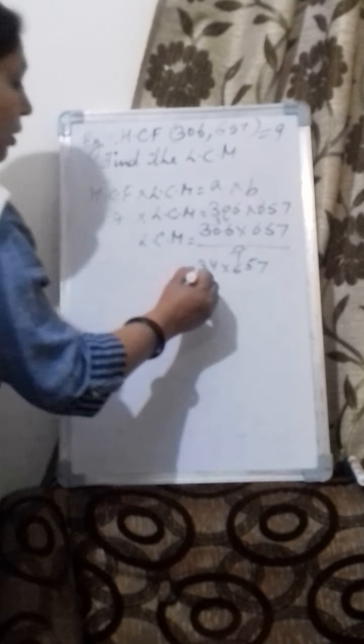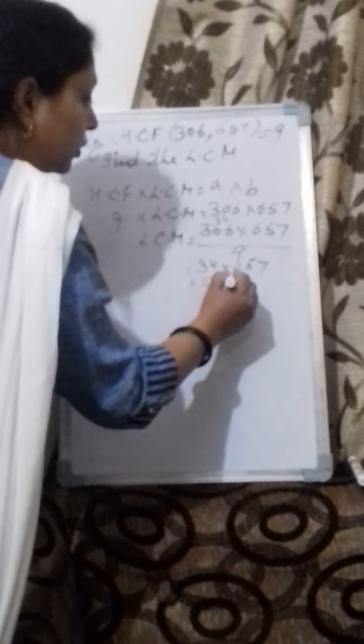9 3s are 27, and then 3 carry 36, 4 times. When you do 34 into 657, you will get the answer 22338. So this is how we can calculate this. Using this formula we can calculate the LCM.